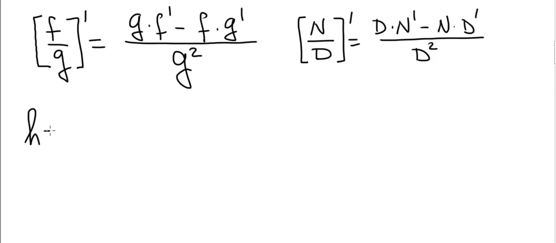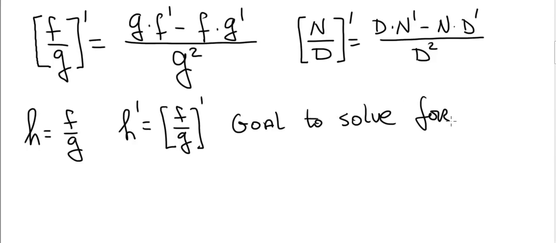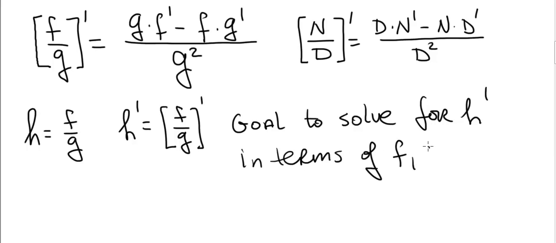Let h equal f divided by g, so that h prime is going to be (f over g)', and our goal is to solve for h prime in terms of f, g, f prime, and g prime. So let's go ahead and do that.